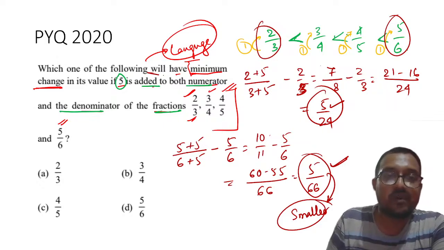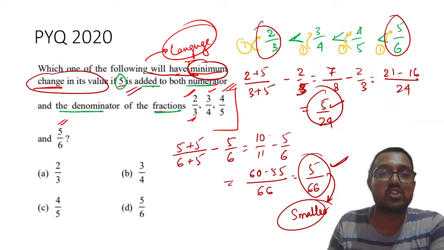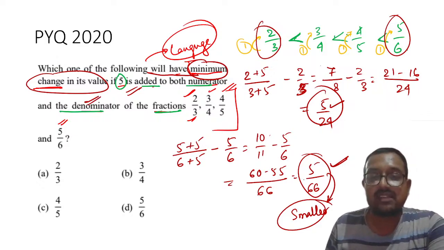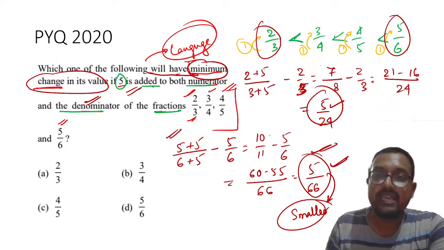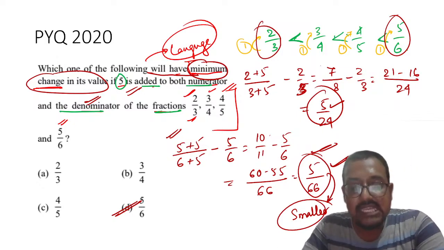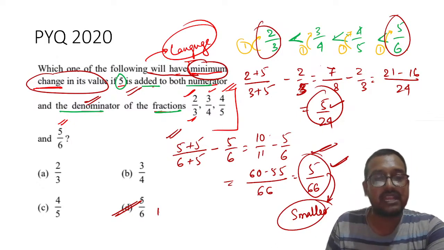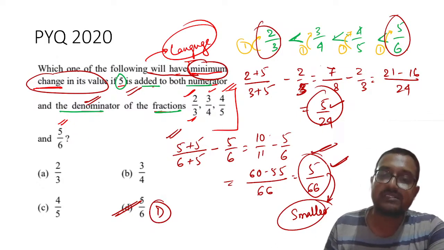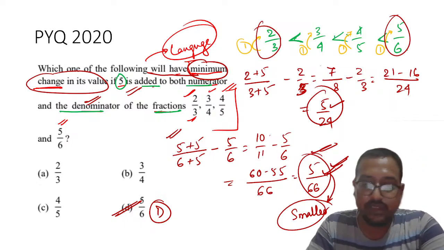So which one of the following will have minimum change in its value? If 5 is added to both numerator and denominator, the answer will be 5 by 6. I hope everyone is getting it. 5 by 6, D. D will be the correct answer, because this change is smaller over here.